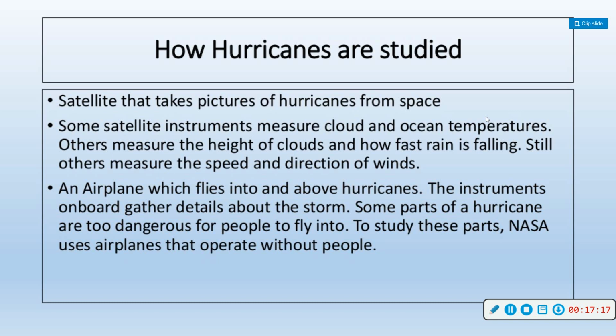Some satellite instruments measure cloud and ocean temperatures. Others measure height of clouds and how fast rain is falling. Still others measure speed and direction of winds. And then the Navy or the Air Force, one of the two, will fly a jet into the center of a hurricane to get barometric pressure readings and take pictures and things like that, as long as it's a specialized plane.